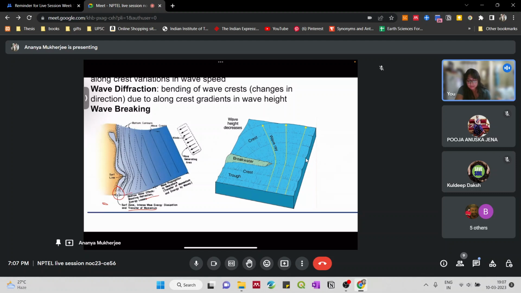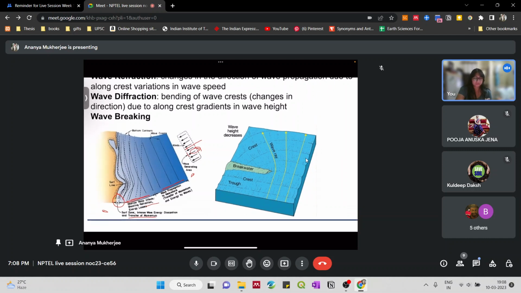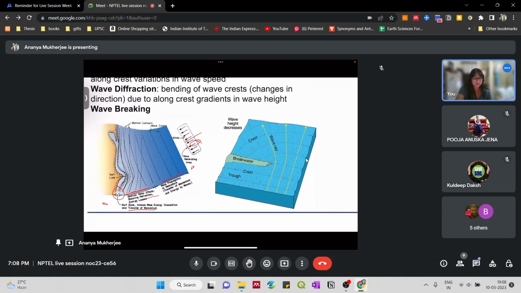Okay, this area is the shallow water where you can see there is a refraction of the waves and there is energy loss. Okay, and this is the near shore area. So the waves are propagating in this area. And this is the area where waves are being generated because of the frictional action of the winds.